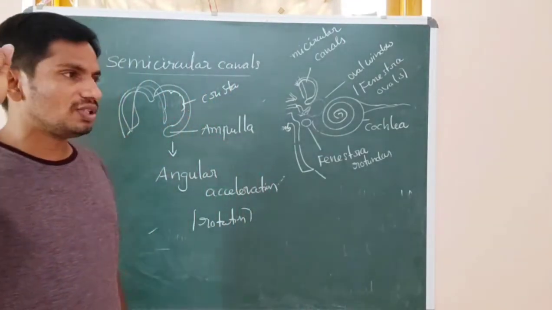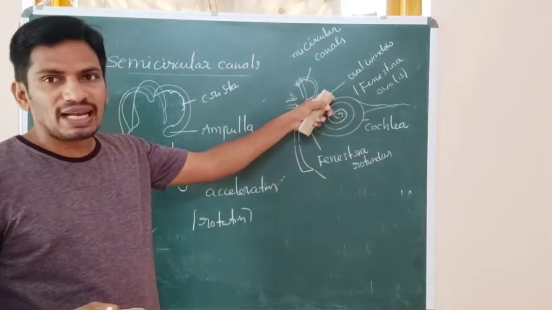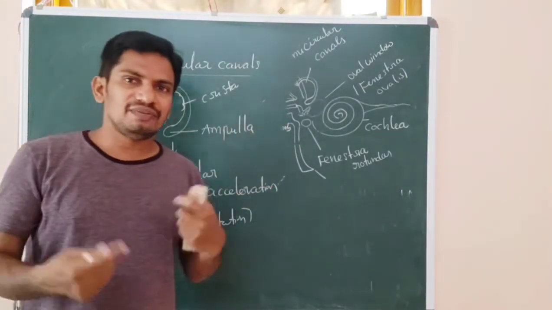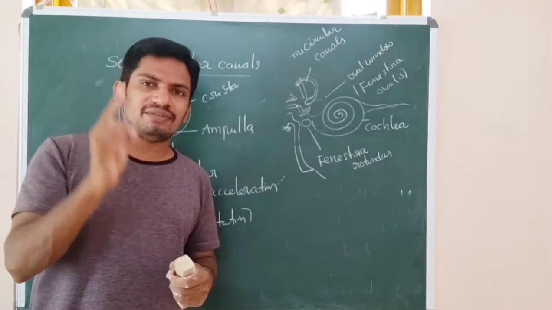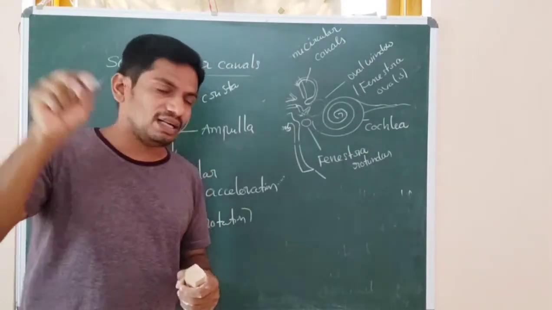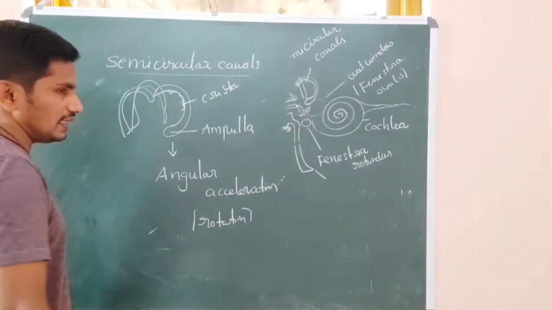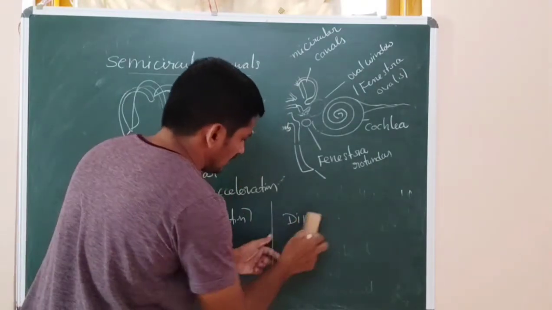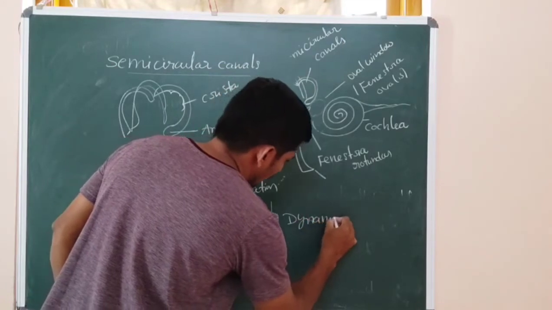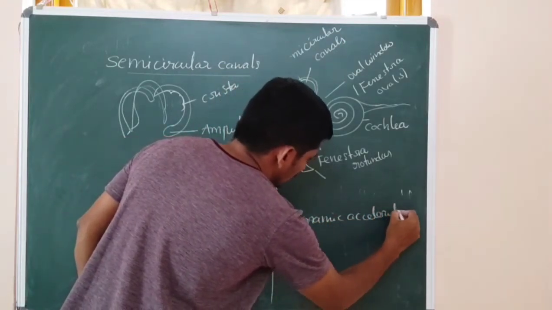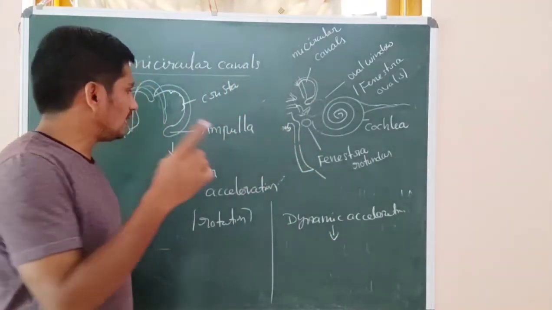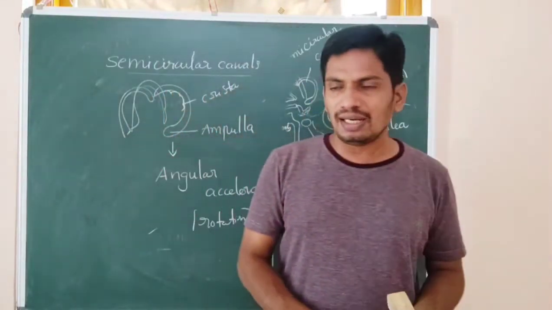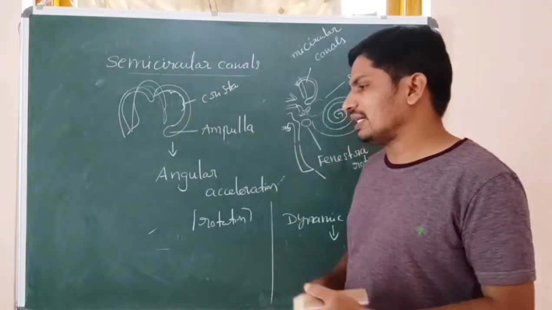Here, I told you about the cochlea. In the vestibular apparatus, one nerve will exit, or innervate, from the vestibular apparatus. That is the vestibular nerve. The branches of the cochlear and vestibular nerves together form the eighth cranial nerve. Dynamic acceleration is provided by the semicircular canals and the organ of Corti. The cochlea and semicircular canals, these two together, maintain the dynamic movement.